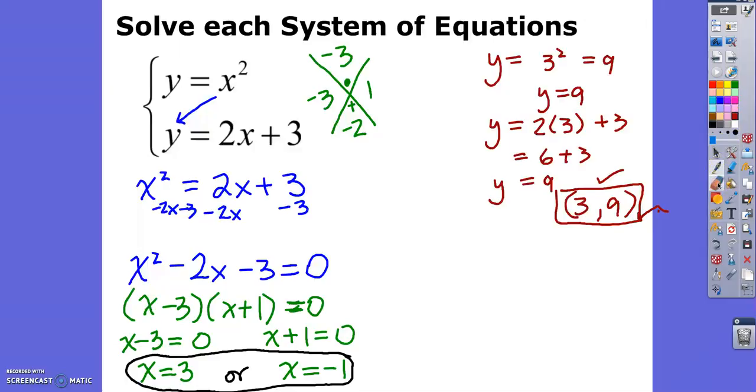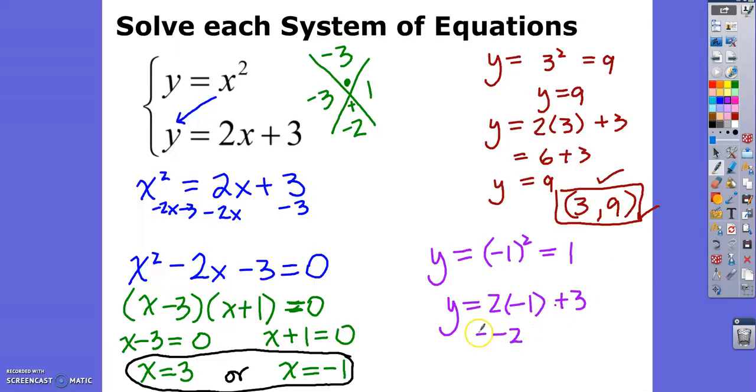So that seems all well and fine, but let's see what happens with the negative 1. We'll plug into the first equation first: y equals negative 1 squared, which is positive 1. So we think it's negative 1 comma positive 1, but let's check the other equation. We get y equals 2 times negative 1 plus 3. So we've got negative 2 plus 3, so y equals 1. So that seems to check out as well. And so my ordered pair here is negative 1 comma positive 1.